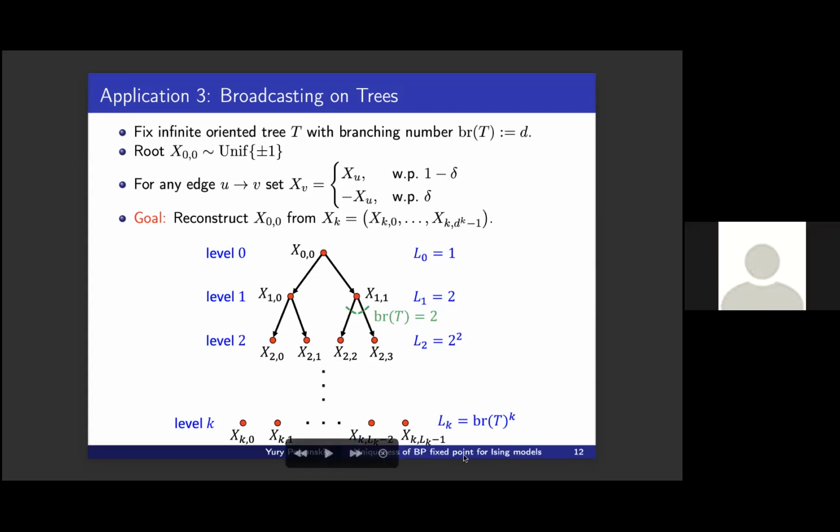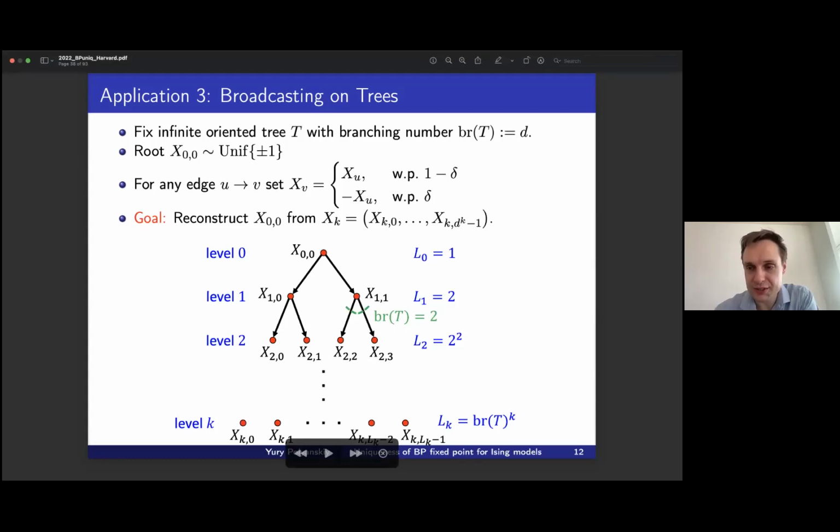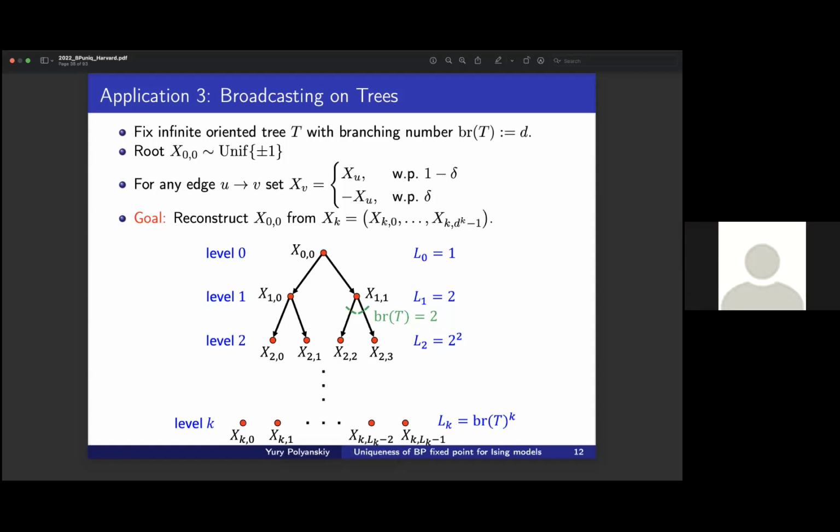There'll be a threshold at which you cannot recover the x0, I suppose. Is that right? Absolutely, yes. And that threshold is actually well known. Yes, correct. And that threshold exactly corresponds to the spin glass transition for the Ising model on the tree. Thank you.